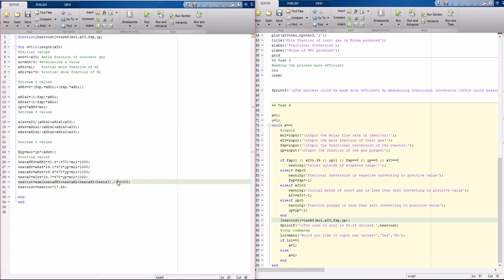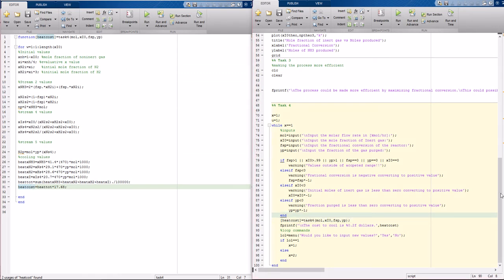And then we're going to divide that by 100,000, which is a megajoule. Now the cost to heat a megajoule is $17.68. So you're going to multiply this by 17.68, and you're going to get the cost of cooling this amount per hour. Now we're going to come back to here, and what I'm going to do is show you it. Yes, F per F, and it costs heat cost.